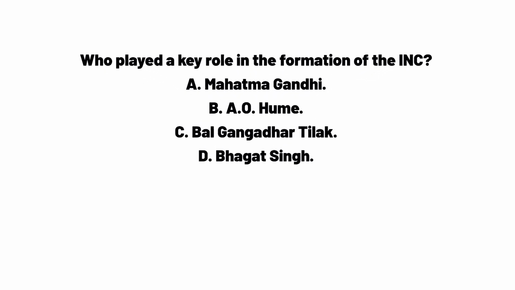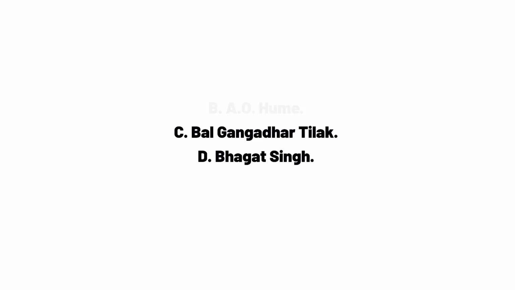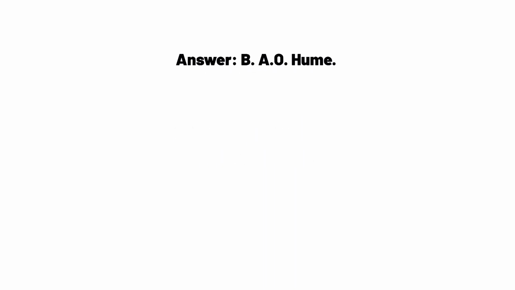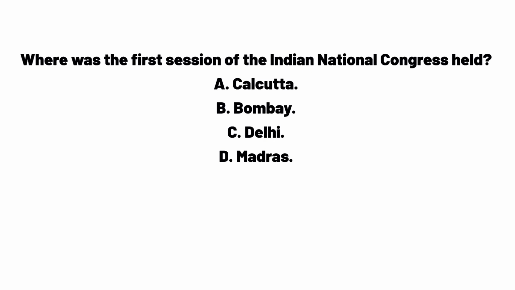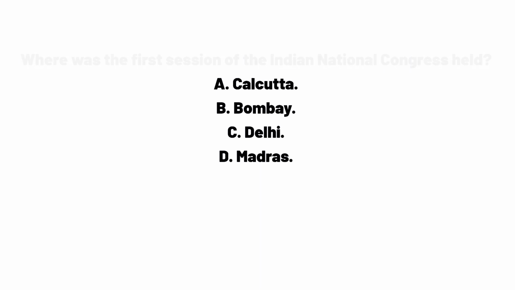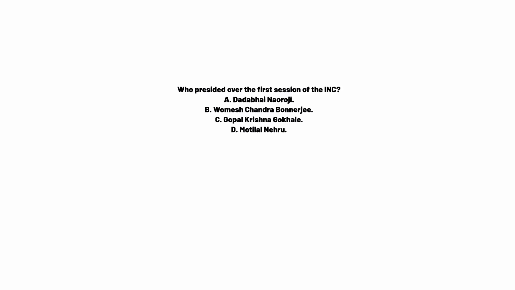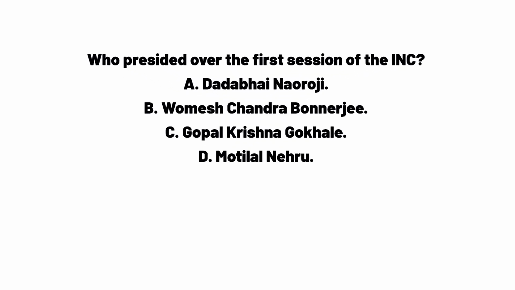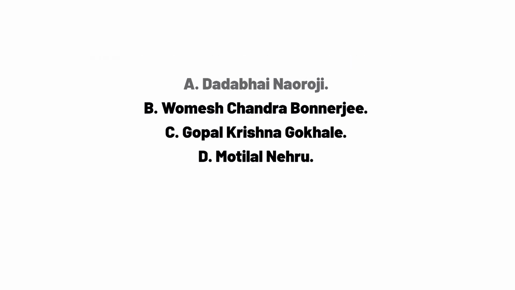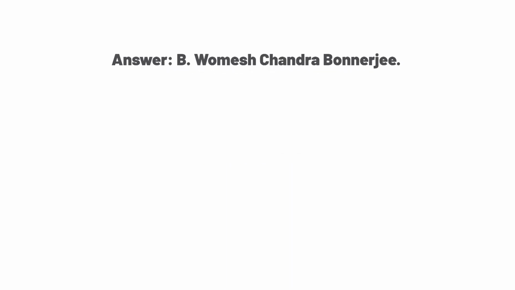1885. Who played a key role in the formation of the INC? A. Mahatma Gandhi. B. A.O. Hume. C. Bal Gangadhar Tilak. D. Bhagat Singh. Answer: B. A.O. Hume. Where was the first session of the Indian National Congress held? A. Calcutta. B. Bombay. C. Delhi. D. Madras. Answer: B. Bombay. Who presided over the first session of the INC? A. Dadabhai Naoroji. B. Womesh Chandra Banerjee. C. Gopal Krishna Gokhale. D. Motilal Nehru. Answer: B. Womesh Chandra Banerjee.